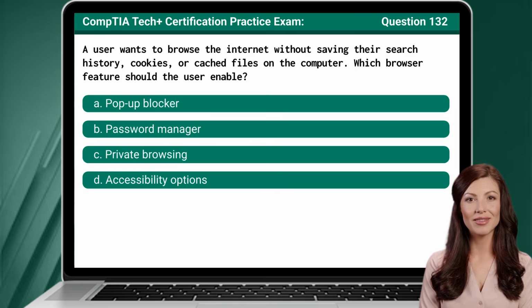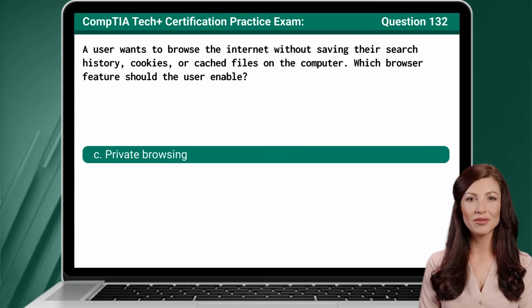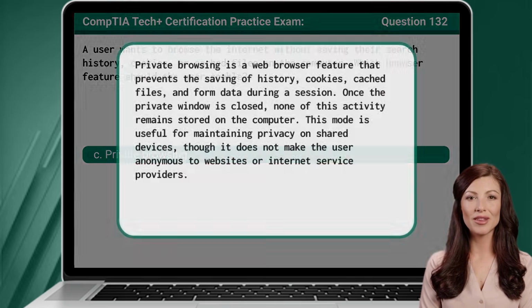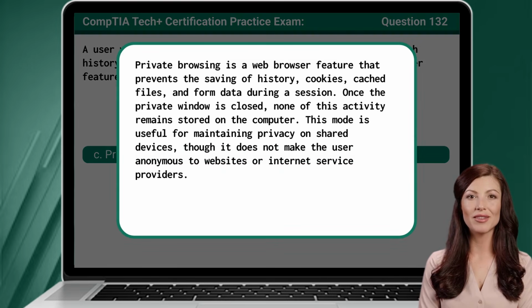The answer is C. Private browsing. Private browsing is a web browser feature that prevents the saving of history, cookies, cached files, and form data during a session. Once the private window is closed, none of this activity remains stored on the computer. This mode is useful for maintaining privacy on shared devices, though it does not make the user anonymous to websites or internet service providers.